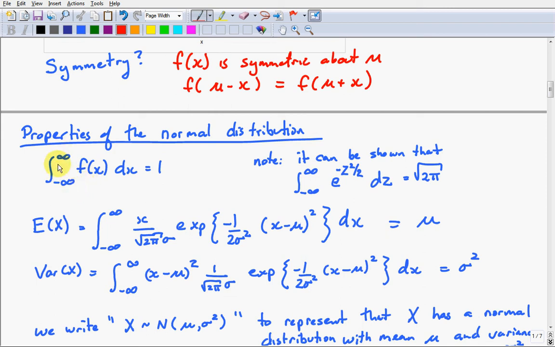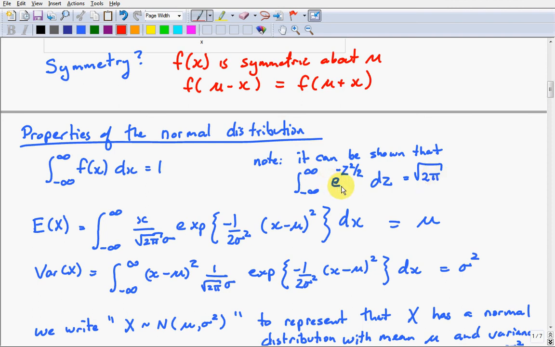If you integrate it over the whole real line, it integrates to 1. That's important because if this wasn't true, it wouldn't be a probability density function. We require that it does integrate to 1. Now, we're not going to prove this in this class, but you can prove that the following integral has this solution. If you integrate e to the minus z squared over 2 over the whole real line, you get the value root 2 pi.